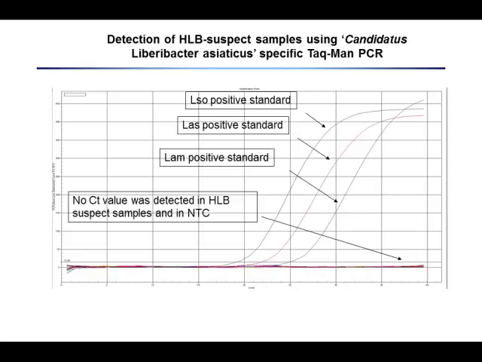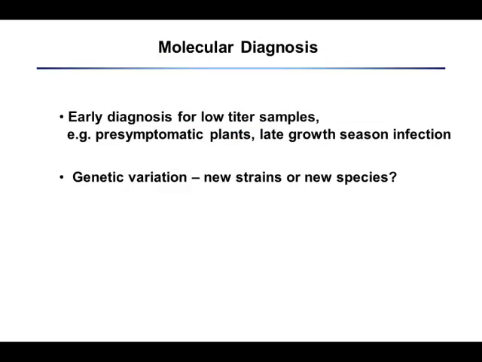None of them have any signal turn up even after 40 cycles. So for Liberibacter detection, one of the problems we encounter is early detection, with a lower titer. We know that with Liberibacter, during the early infection, the titer is very low.